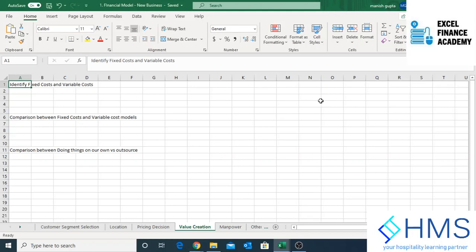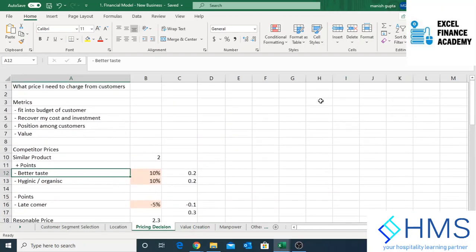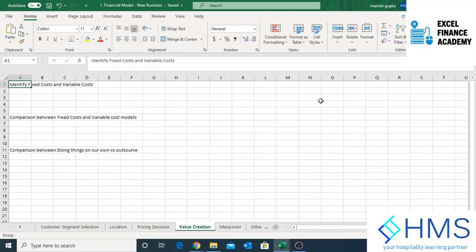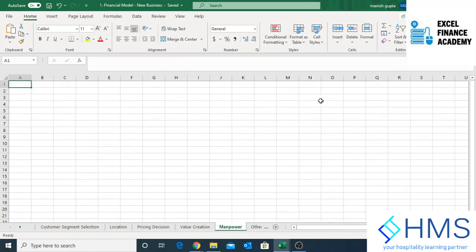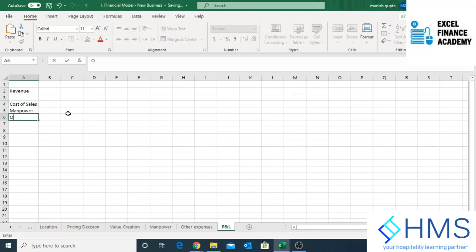So when you have decided what kind of business you want to do, what your price point is, and what your customer segment is, the next thing that we may want to do is make a projected profit and loss statement. For making a projected profit and loss statement, we need to identify the revenue. The ultimate goal here is to find out the profit and loss statement, right? So the profit and loss statement will have your main items as sales, your revenue, and then your cost of sales, your manpower, your operating expense.